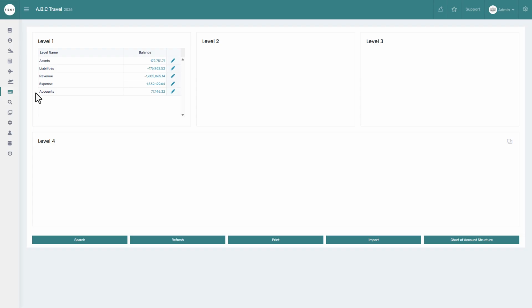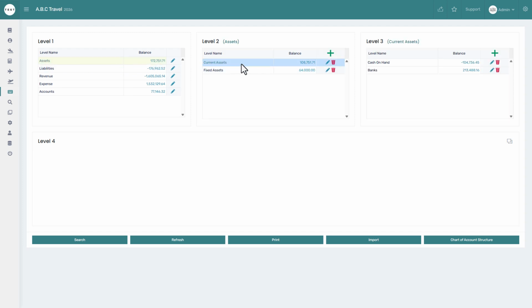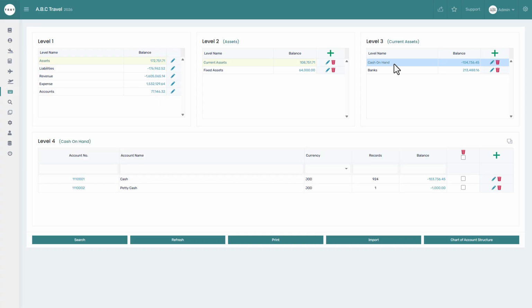Let us start with assets. Assets represent what the company owns, controls, or expects to collect. In the default Maxis structure, one example under assets is current assets. Under current assets, we may have cash on hand and banks. Then, under these categories, we have the actual accounts used in the system, such as cash, petty cash, or a bank account. These actual accounts are used in receipt vouchers, payment vouchers, and journal vouchers.